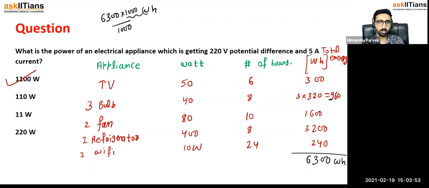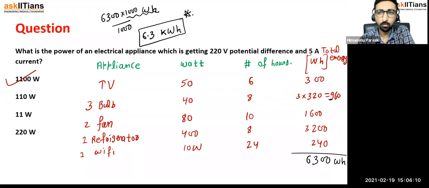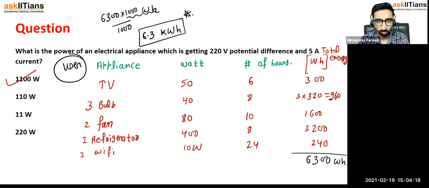Now I can say this is nothing but kilowatt hour. So 3 zeros are there, so this will become 6.3 kilowatt hour. 6.3 kilowatt hours is the total amount of energy which is being consumed by this user. Okay.